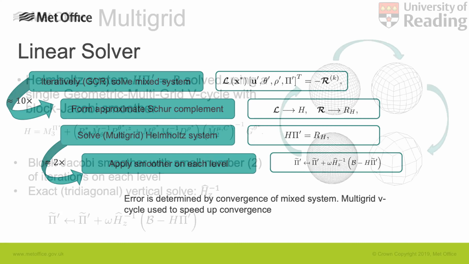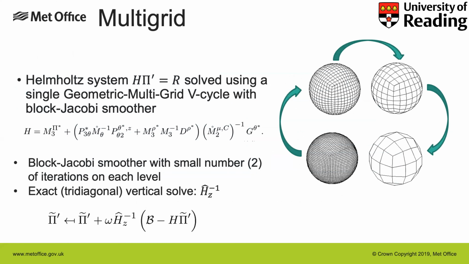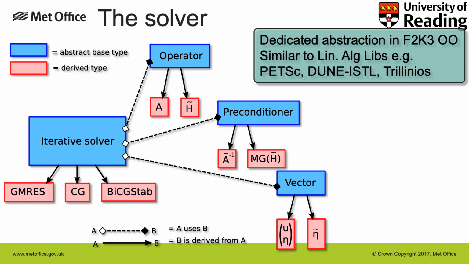So multigrid itself: the Helmholtz system is solved using a single geometric multigrid V cycle with a block Jacobi smoother, where the H is given by this expression here. The block Jacobi smoother has a small number of iterations, i.e. 2 on each level, and then we do an exact tri-diagonal vertical solve, as we only do the multigrid in the horizontal.